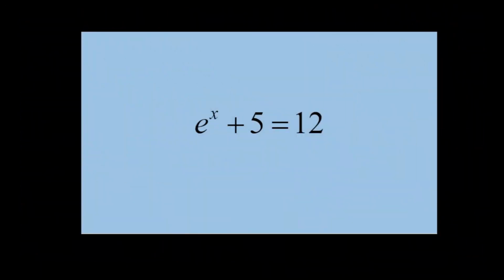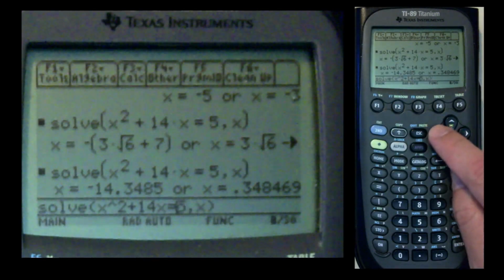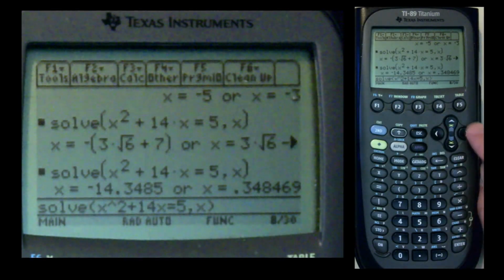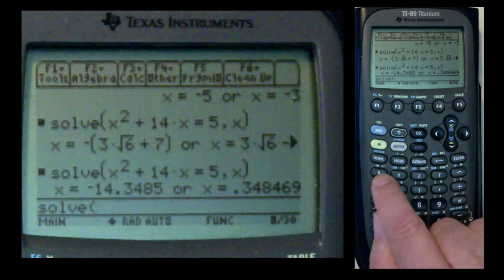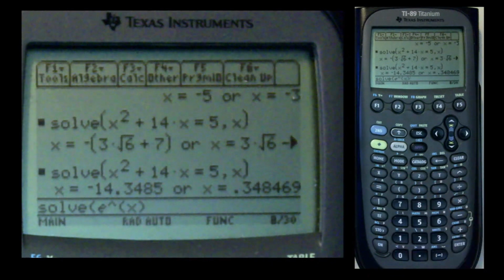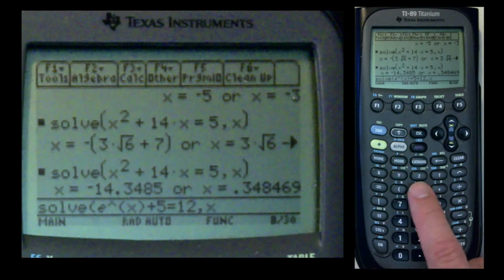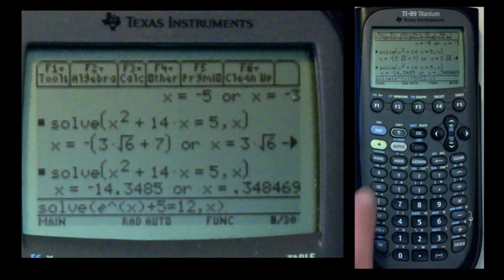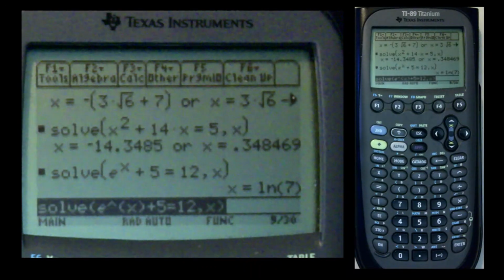exponential functions. So let's solve that. Remember, E is the diamond of the X button. Put that X in there. Plus 5 equals 12, comma, variable that I'm solving for. Remember, again, you're using the E that's here, not the letter E with alpha, and that would not work. You get the ln of 7, okay?